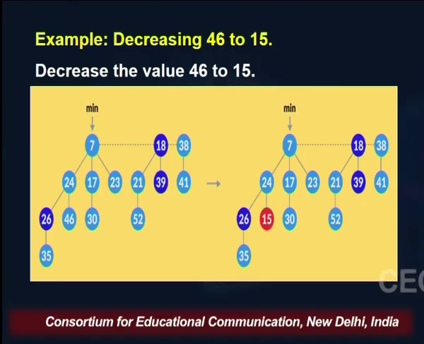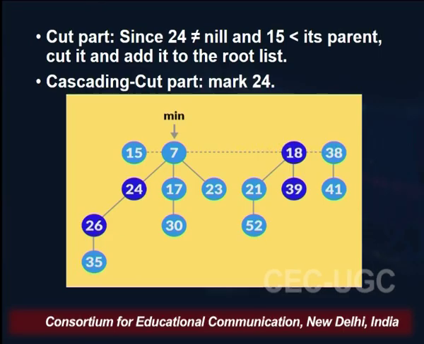Here we have an example which says we need to decrease the value 46 to 15. Now, the value 46 is available in the tree rooted at 7 and in the subtree rooted at 24. If we decrease its key to 15, see the dilemma here: the parent of 15 is 24, which is greater than 15, and we are talking about a min heap, so this condition should not stand. In that situation, we perform the cut part, which says that 24 is not equal to nil. That means the node we are going to cut has a parent, and the key of the node is now less than its parent, so it cannot remain its child anymore. We need to cut it and add it to the root list.